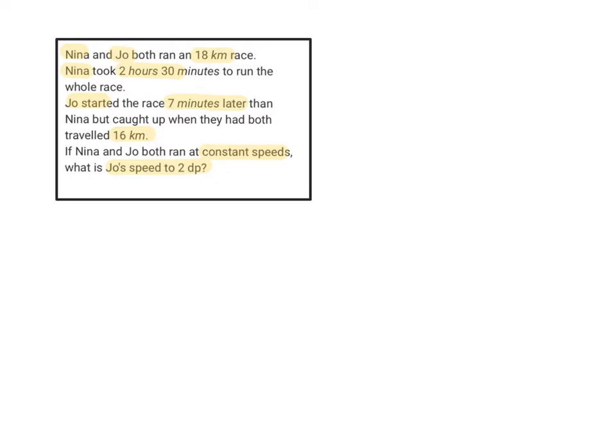Let's just look at Nina to start with. And we know at some point we're going to need our do stop talking triangle. And let's list what we've got. So we've got the distance was 18 kilometres. And we've got that the time is 2.5 hours. I'm going to change that to 2.5 hours straight away.